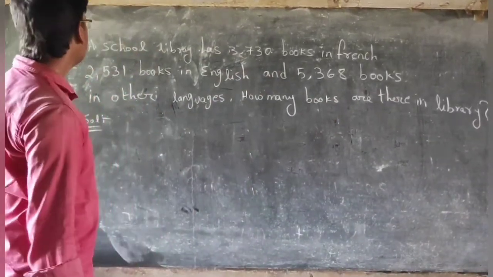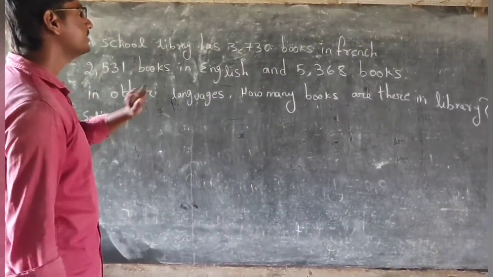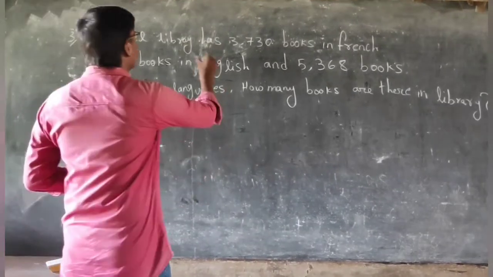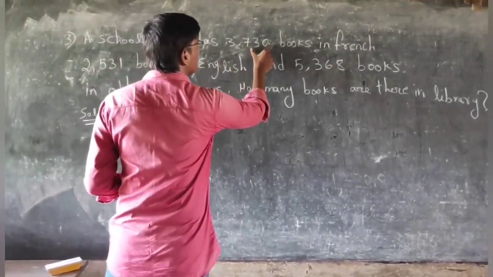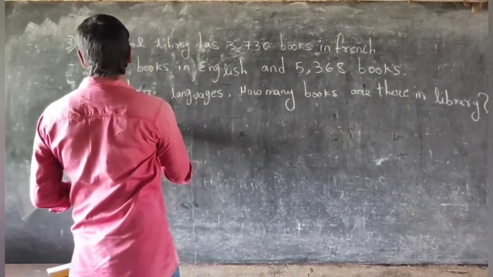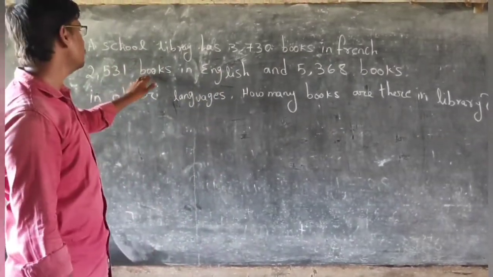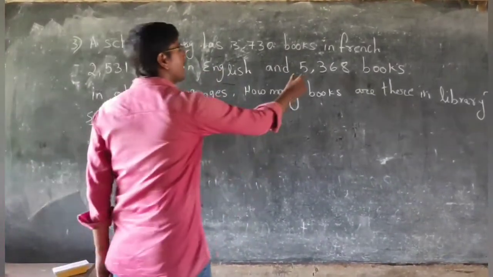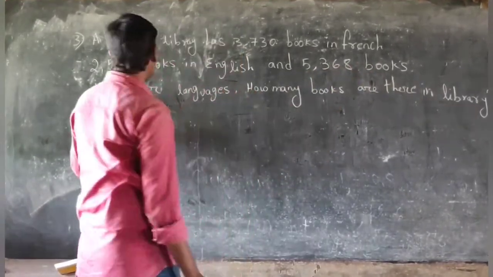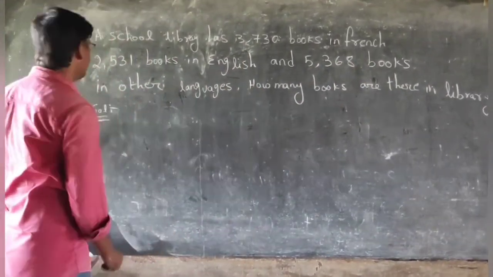Okay, students, here are some three addends. What are the addends? The library has 3,730 books in French. Next one, 2,531 books in English. Next, 5,368 books in other languages. Okay, first of all, write the data.